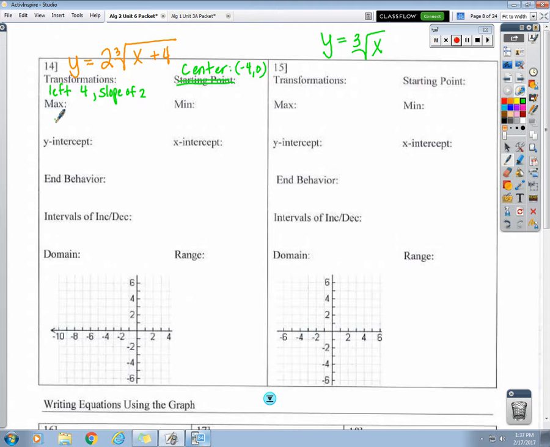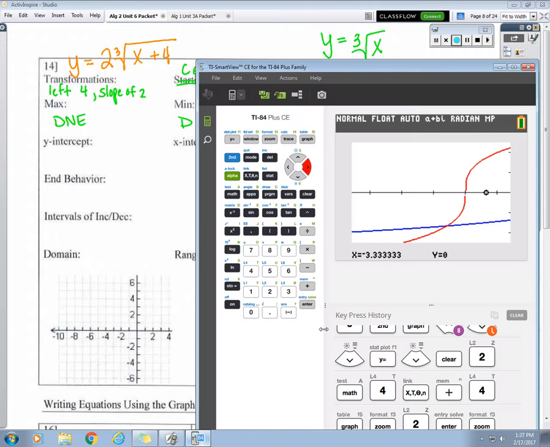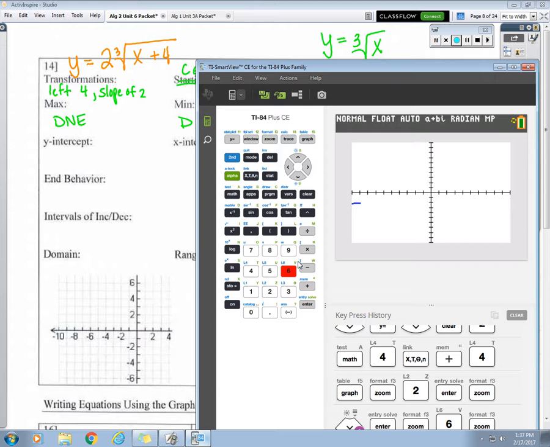Max and min does not exist. With cube roots, you'll never have a max and min because they go up and down forever. Y-intercept. Okay, how do I get back to my normal graph, my normal window? Zoom 6. Where is the y-intercept of my function?